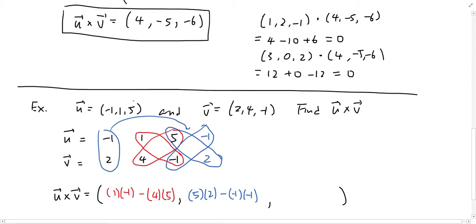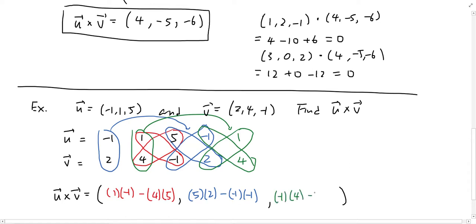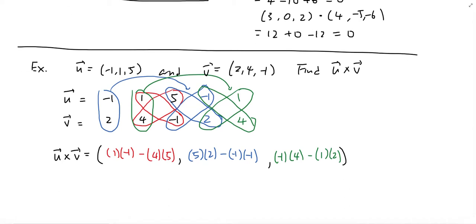Now, what happened to the last number? Then you take this one and move it to the end, and then form another cross. Remember, it's called cross product because that's what we try to do. We try to form a cross. So therefore, this will be negative 1 times 4 minus 1 times 2. And now it's just a matter of calculating numbers. So this would equal 1 times negative 1 is negative 1, minus 4 times 5 is 20, so it becomes negative 21. 5 times 2 is 10, 10 minus negative 1 times negative 1 is 10 minus 1, which is 9. Negative 1 times 4 is negative 4, minus 2 is negative 6.